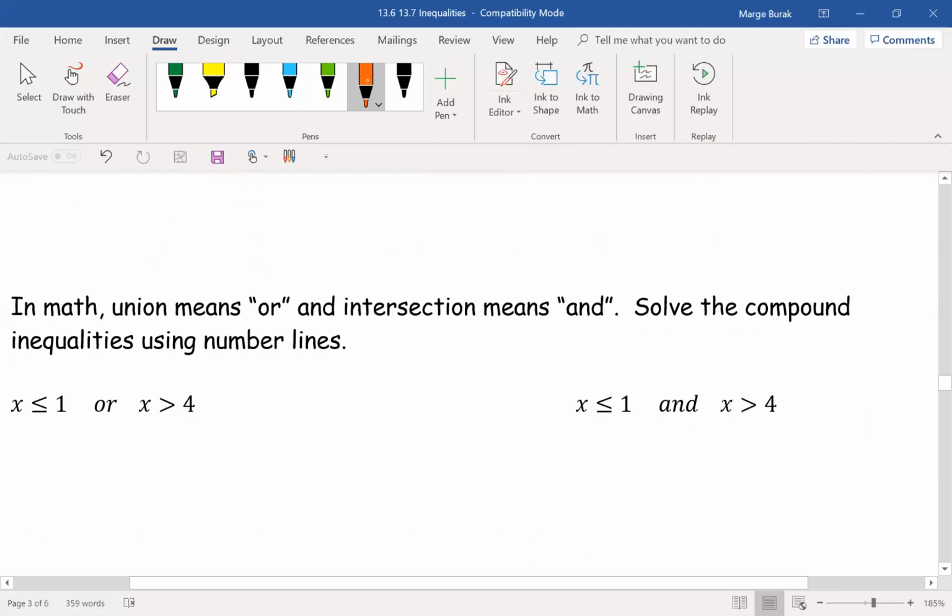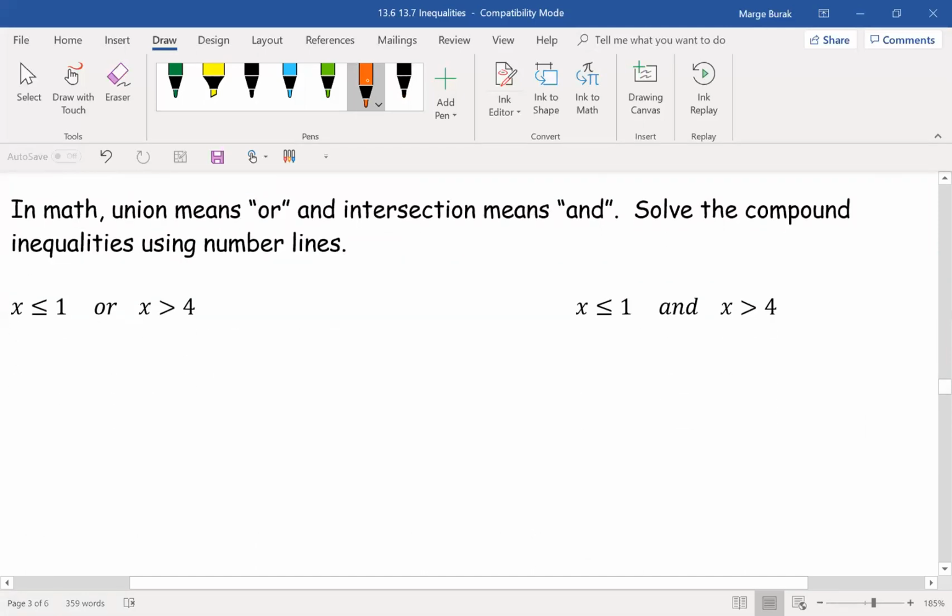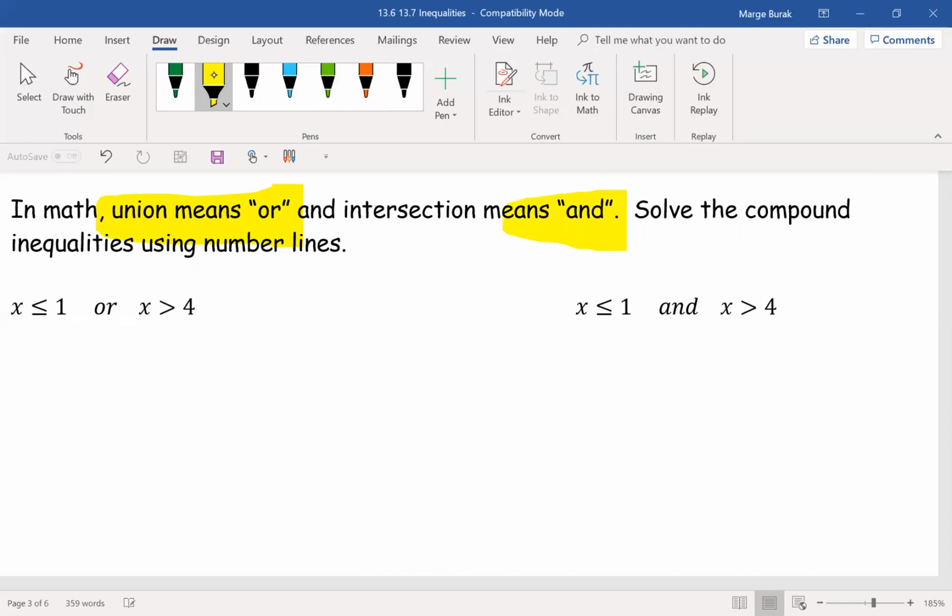Okay, so let's do a few more problems like this. Now, another way to say union is "or." That means I want everybody in this set or everybody in that set. In other words, give me them all. And the intersection is "and." You've got to be in both sets, this and that, for the intersection.